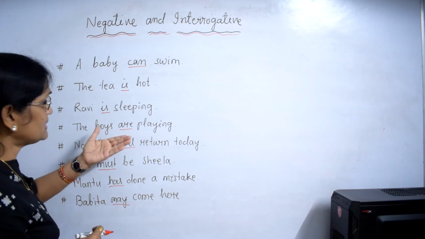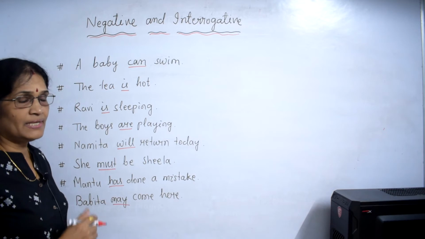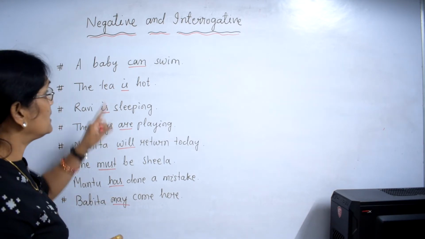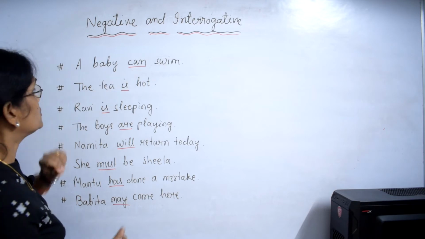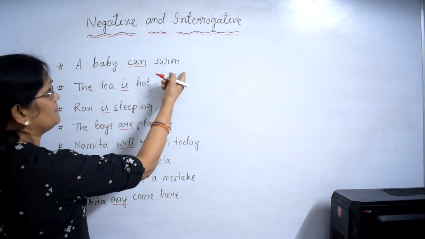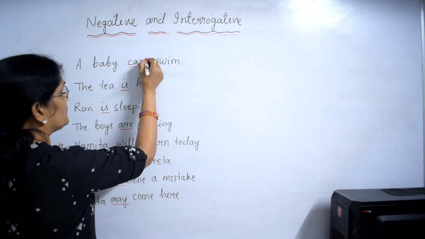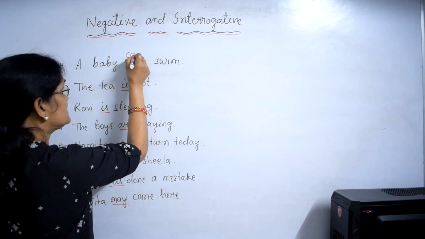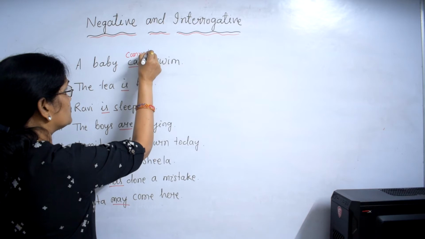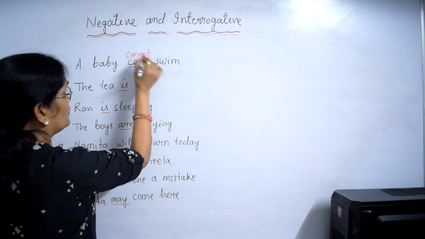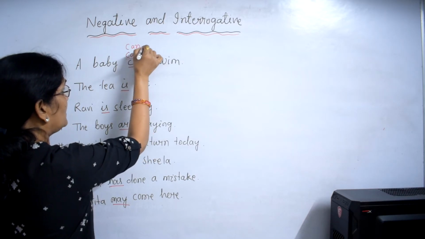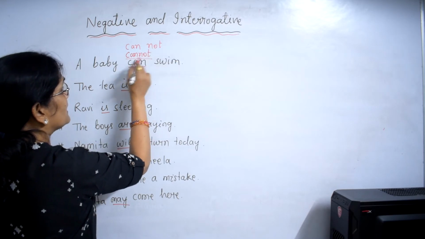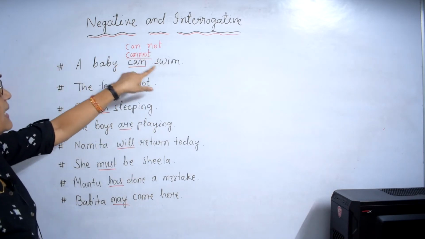When you are changing one sentence into negative, we have to put not in that sentence. So where do you have to put it? After the auxiliary form. So a baby can swim, a baby cannot swim. Not will be added, but how? As can is there, cannot will be written in such a way. You can't write can not. We have to write it closely. Cannot. A baby cannot swim.